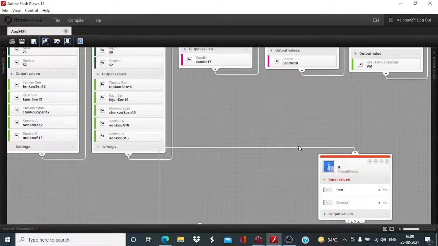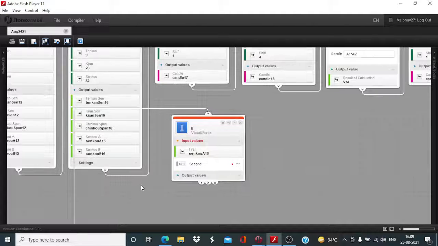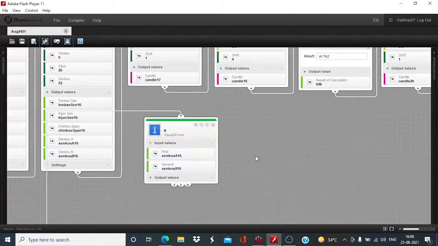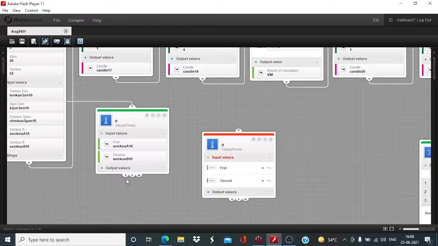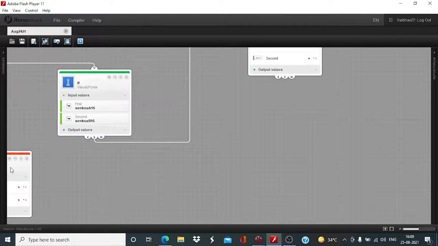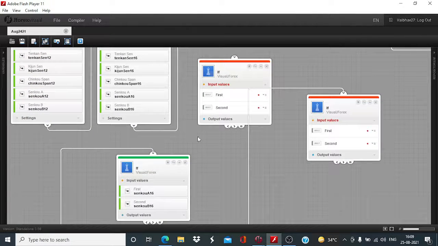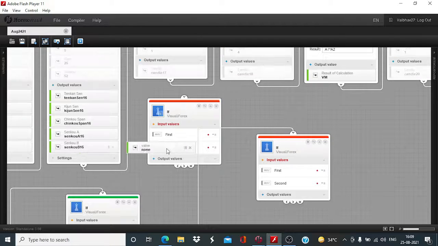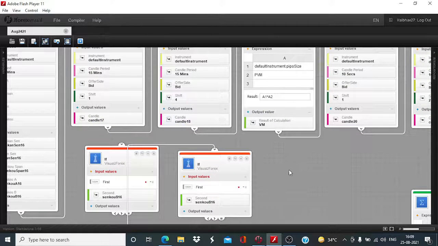Now let's turn our attention to the 15-minute candle time frame. Senko A should be greater than Senko B. So we want first input greater than second input. And then we compare the 15-minute candle closing values to the Senko B16. So the second variable is going to be the same, Senko B16, and it will be compared to the closing values of candle 17 and candle 18 respectively.